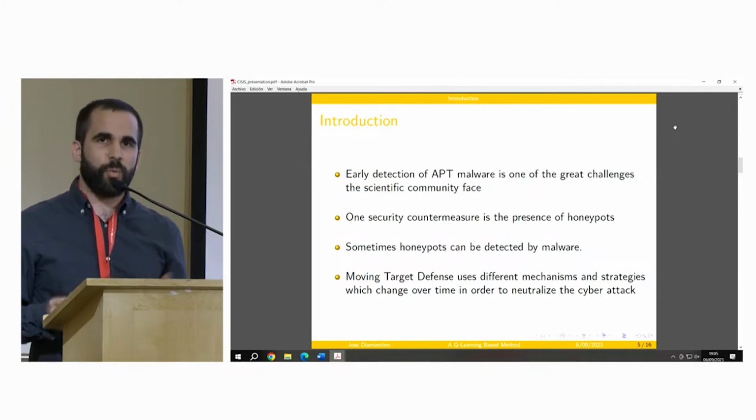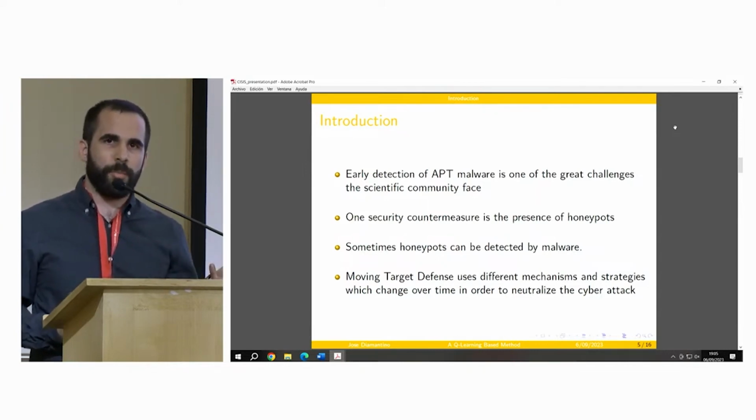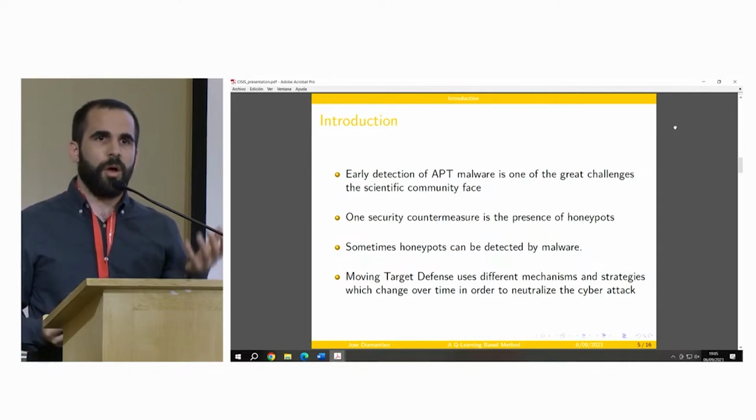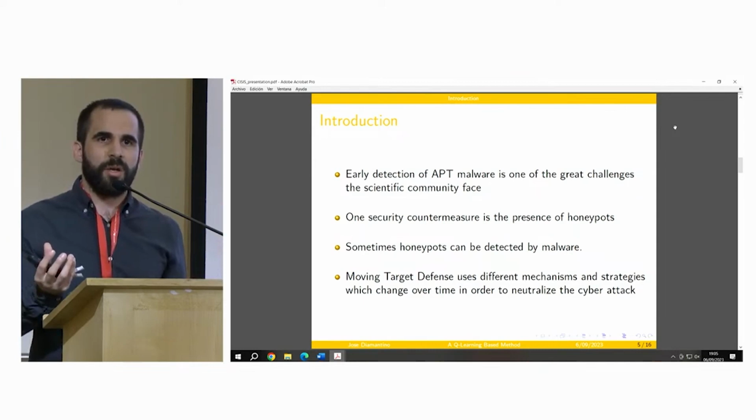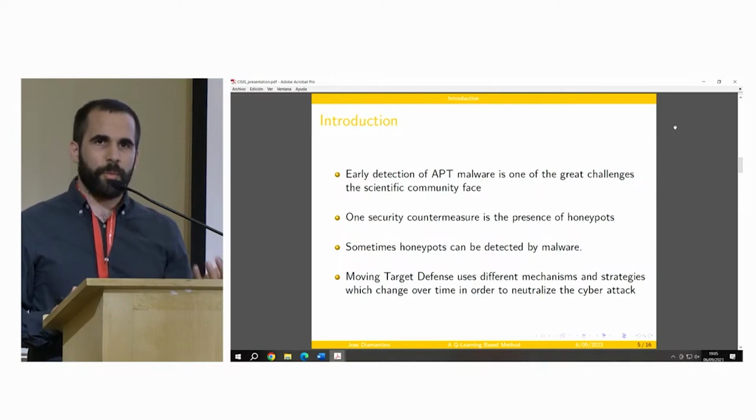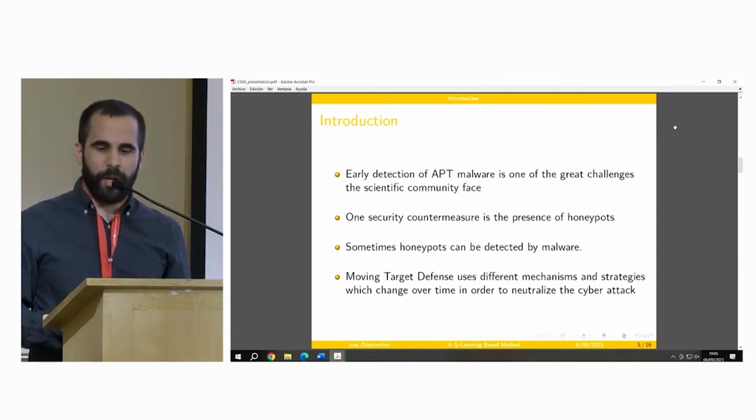As a countermeasure, we can use a combination of honeypots and multi-target defense. Honeypots are used to lure malware, and multi-target defense uses different techniques and mechanisms which change over time. We'll see that the combination of both honeypots and multi-target defense can prevent this type of malware from learning.